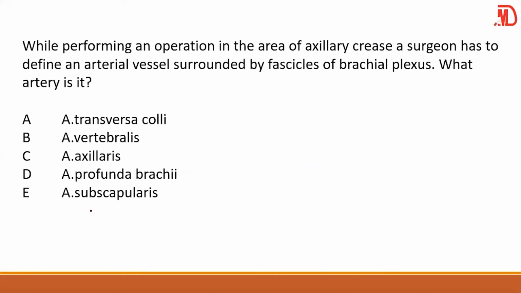All right. So while performing an operation in the area of axillary crease, a surgeon has to define an arterial vessel surrounded by fascicles of the brachial plexus. What artery is it? Even if you don't know at all, by virtue of your anatomy, if they are talking about the axillary crease, definitely, one thing about anatomy is that names of vessels or names of tissues correspond to the area in which they are located.